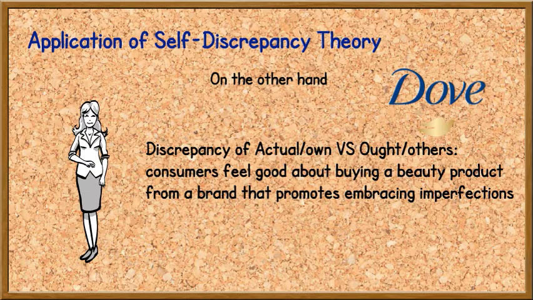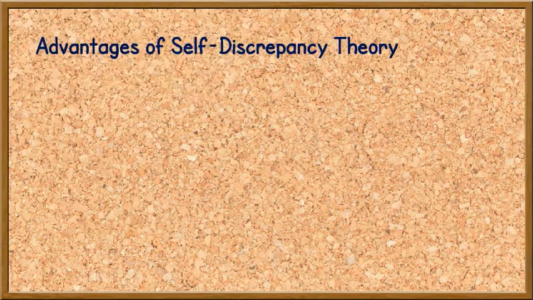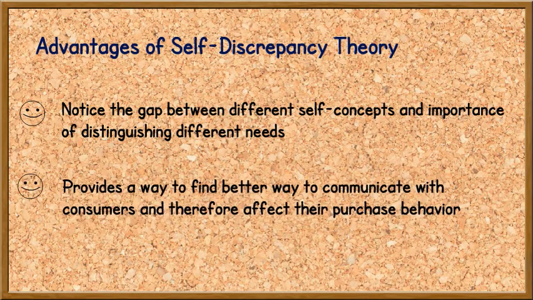In the discrepancy of actual self versus ought self from others, consumers will feel good about buying a beauty product from a brand that promotes embracing imperfections, so that buying Dove becomes a way of filling the gap. This then leads to purchasing behavior. The self-discrepancy theory points out that we should notice the gap between different self-concepts and the importance of distinguishing different needs, whether it's duty from the ought self or demands from the ideal self. The concept provides a way for marketers to find better ways to communicate with consumers and therefore affect their purchasing behavior.